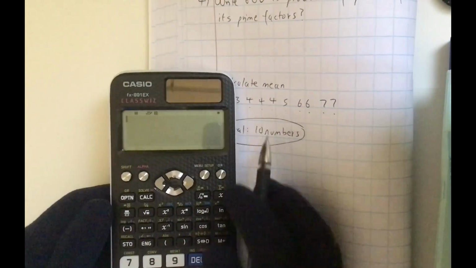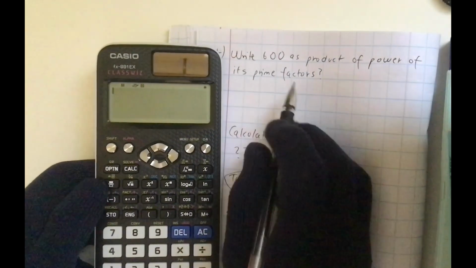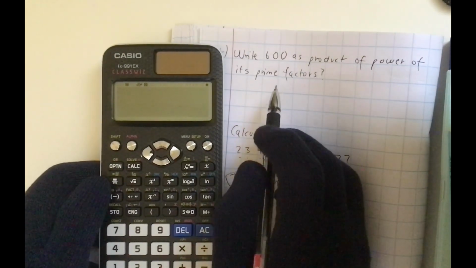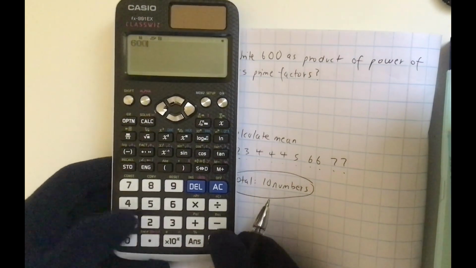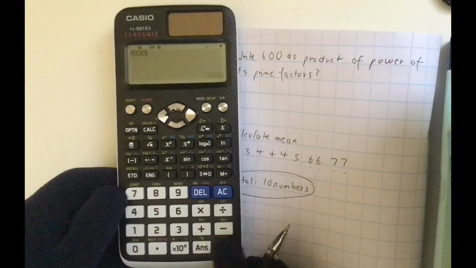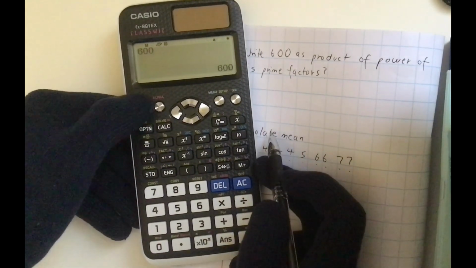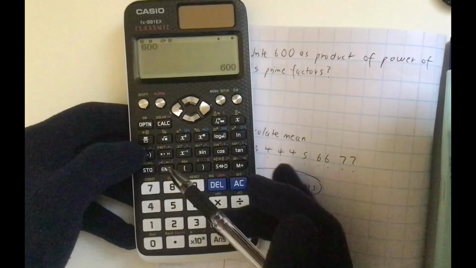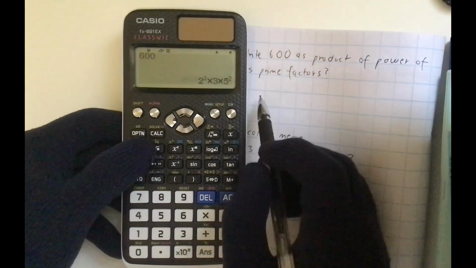Alright, okay. So now what you're going to do is, since we have to write 600 as a product of power of its prime factors, you're just going to put 600 on the calculator. Once you do that, click the equal sign here. Then all you need to do is press shift and click on this button here, the times button, and you press shift fact. Once you do that, you'll get it in the power of prime factors.